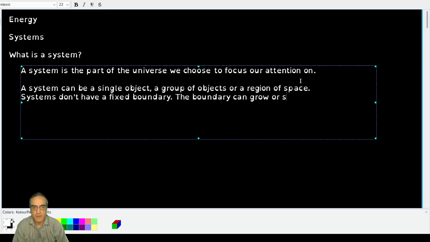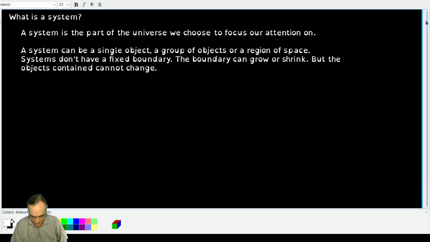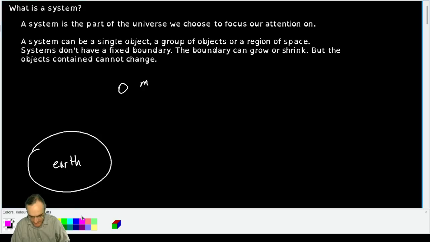So the boundary can grow or shrink. But the objects contained cannot change once you have begun. Okay, so a quick drawing example of this would be, imagine you have the Earth as a great big object and you have some smaller mass interacting with it. You can set up your system in any of two ways. You can choose to make your system just the mass, and you can think about the gravitational force acting on it that will cause it to fall towards the Earth.